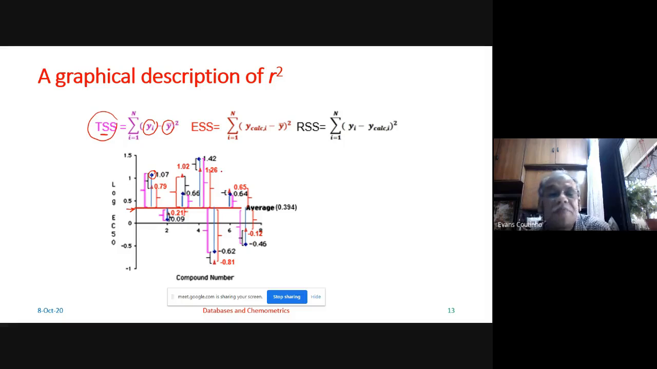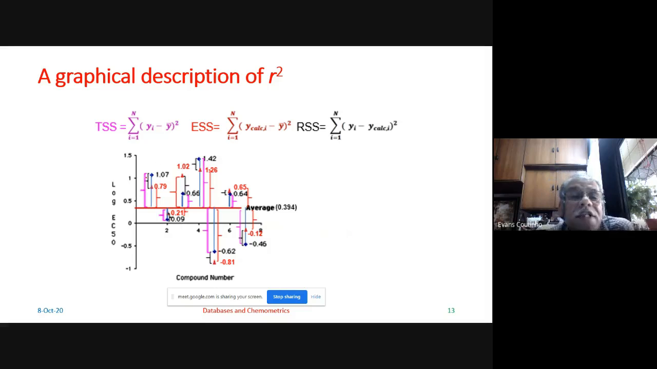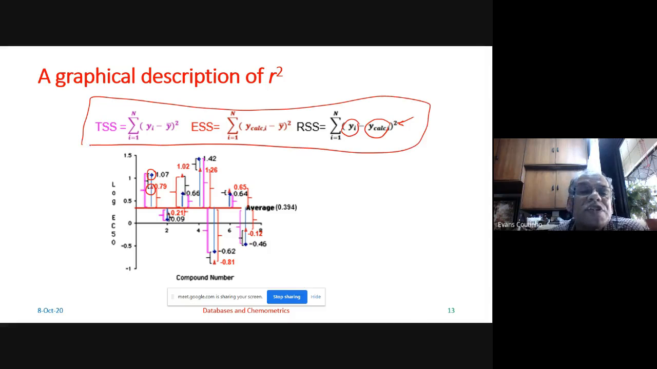Now the residual sum of squares. The residual sum of squares is the difference between the observed activity and the calculated activity, squared up. So the residual sum of squares is 1.07 minus 0.79, the whole square. For this molecule, the residual sum of squares is 0.66 minus 1.02, the whole square. I hope this is very clear to you. What is the total sum of squares? What is the residual sum of squares? And what is the explained sum of squares?